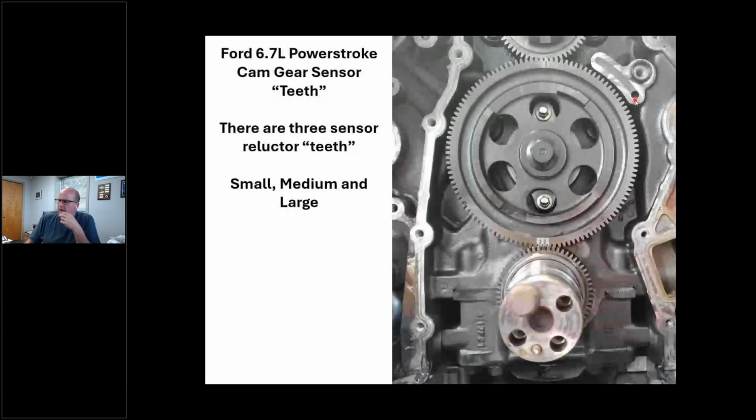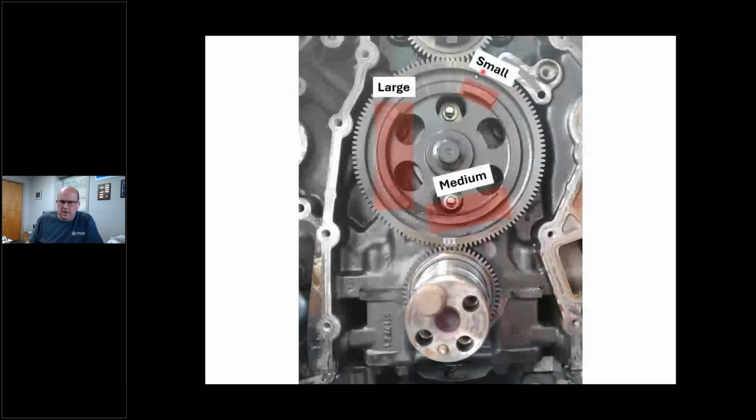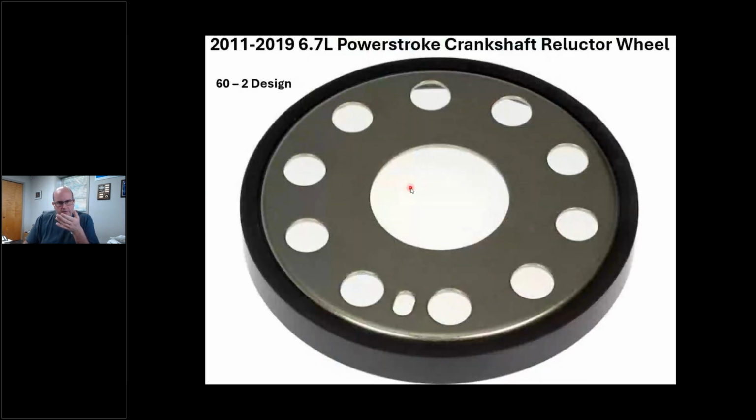To hit home my point, this is an engine that I had apart not too long ago, okay? And you can kind of see the small, medium, and large teeth, all right? Now, this cam rotates counterclockwise, all right? The crankshaft turns clockwise. This thing rotates counterclockwise, all right, because it's a gear to gear. And the cam sensor's in the front cover, and you can see small, medium, and large as that thing goes around. I have the traditional 60-2 crankshaft reluctor.